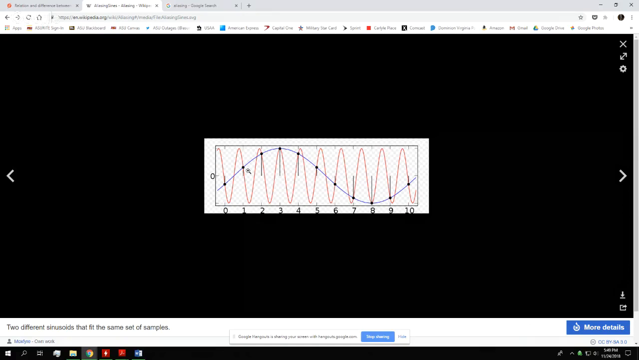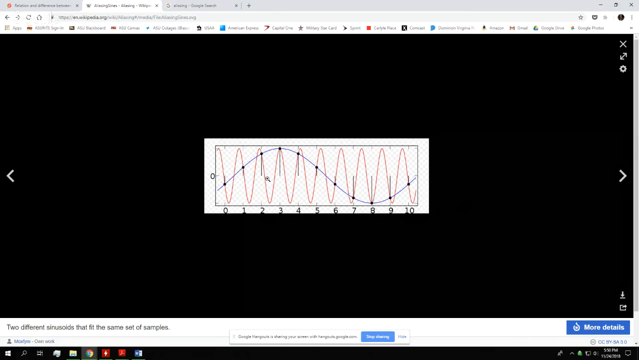On this picture right here, I only have 2 signals, but imagine you can have an infinite number of signals that line up to this. We have a very high frequency that happens to coincidentally line up perfectly, and we have a very low frequency signal that happens to coincidentally line up to the same points in discrete time. And that's aliasing.